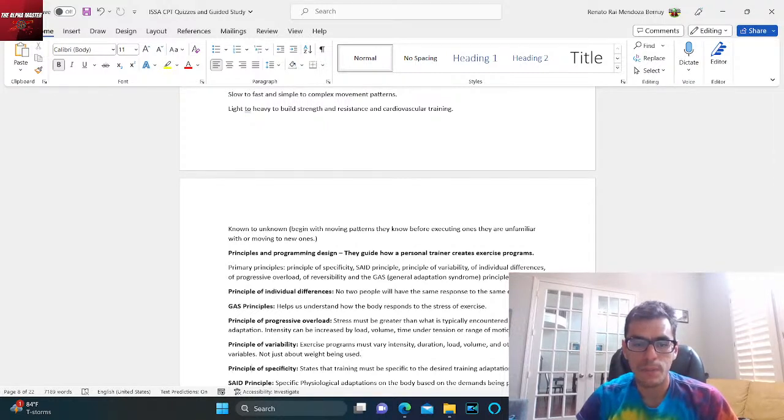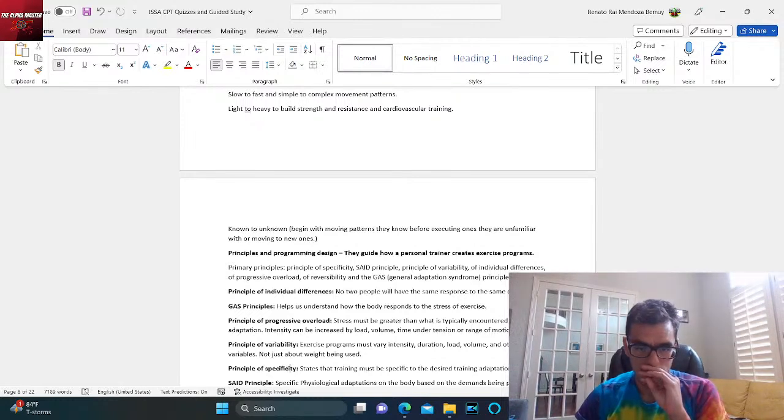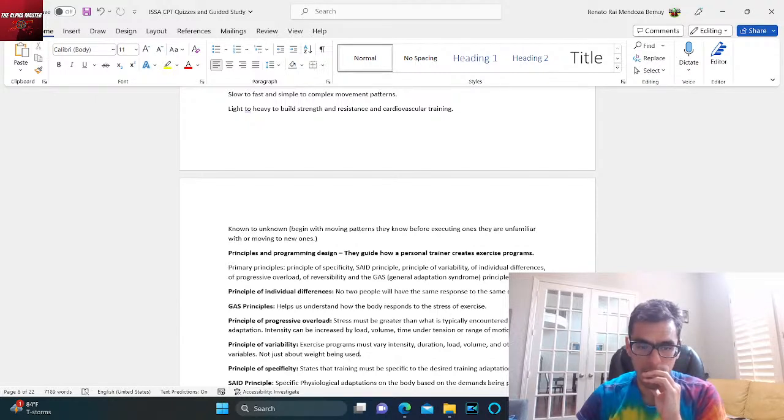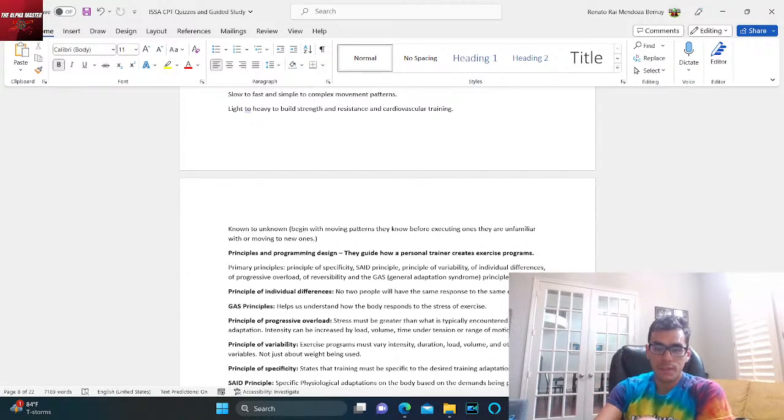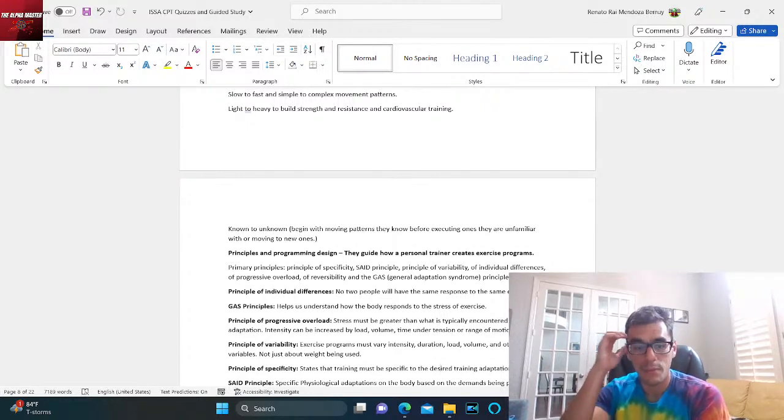Now, the principle of specificity states that the training must be specific to the desired training outcomes. The principle of specificity states that the training must be specific to the desired training adaptation.